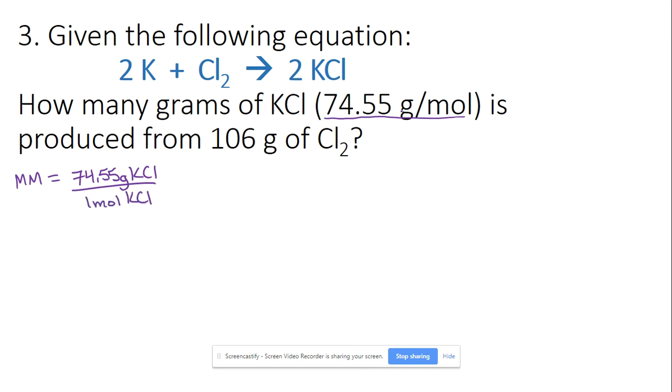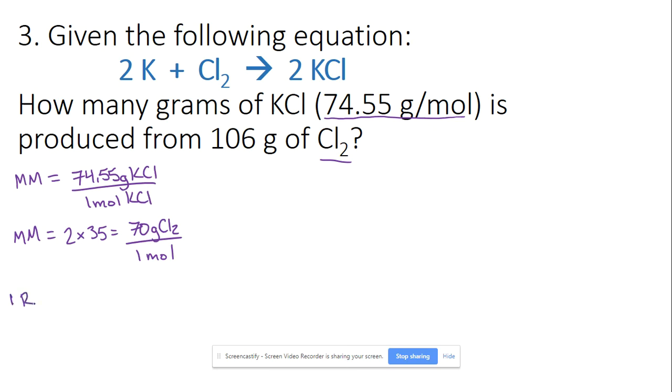And again, our grams per mole we can write as grams over moles just to make it easier to plug into our train tracks. They do not give us the molar mass of Cl2, so we're going to calculate that really quickly. Thankfully, it's easy. We have 2 Cls. Each one has a mass of 35. That gives us 70 grams of Cl2 over 1 mole.